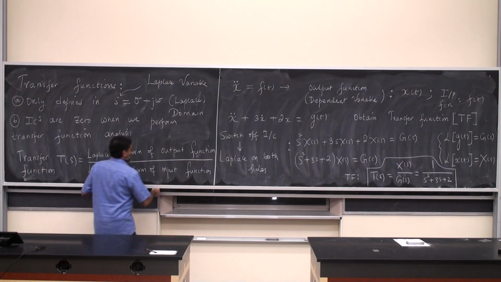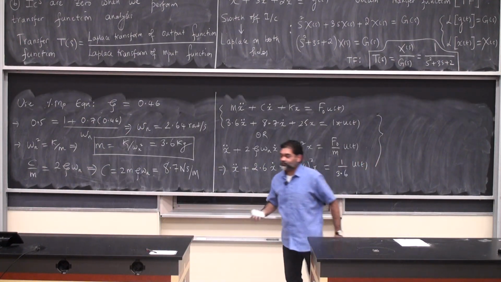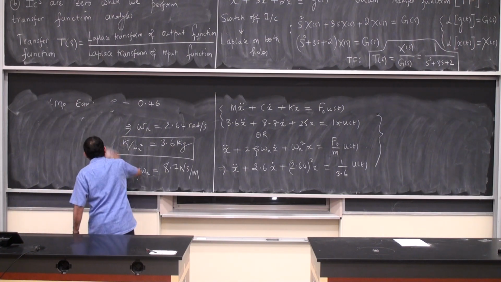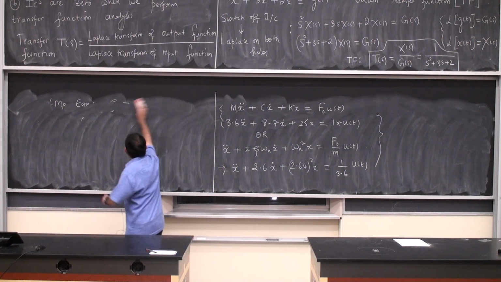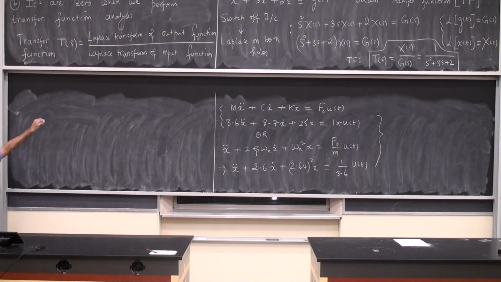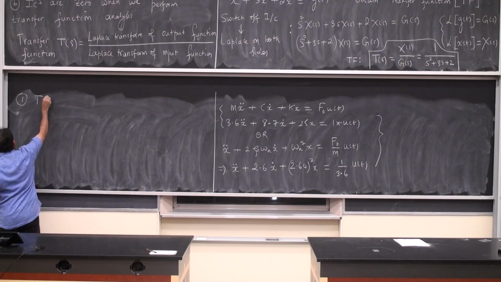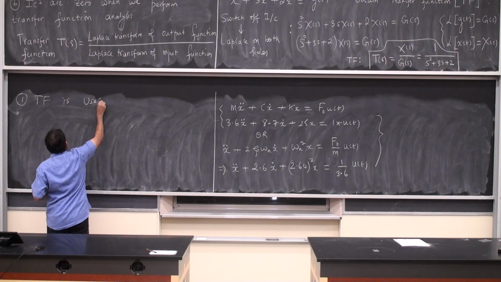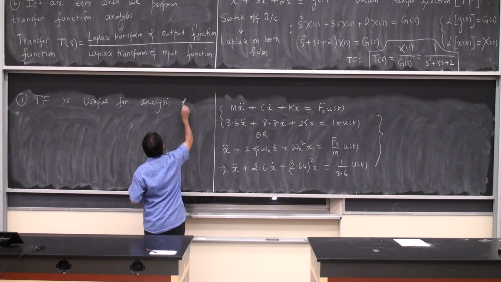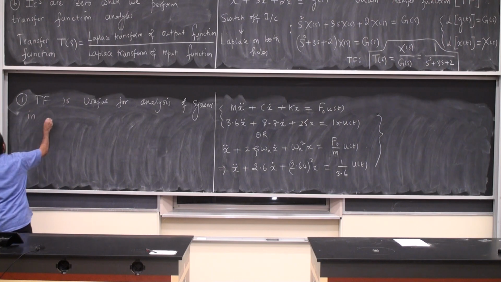Why are we doing these things? Three reasons, very short reasons. The fourth reason is a whole course, which is control systems. The first reason, primarily for us, very narrow-minded people that we are, is that the transfer function is useful for frequency response analysis. The transfer function is useful for analysis of systems in the frequency domain.